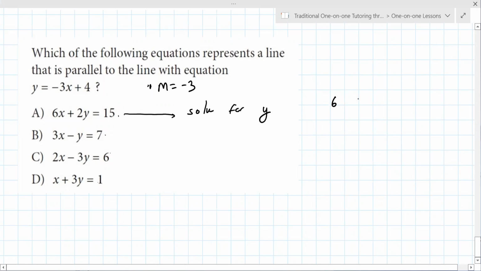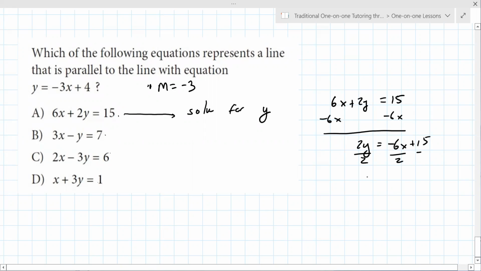So 6x plus 2y equals 15. To solve for y, you're going to subtract 6x from both sides. So you have 2y equals -6x plus 15. Very important here is you have to put the x term first. Then you divide by 2, but you divide everything by 2. Y equals -3x plus 15 over 2.